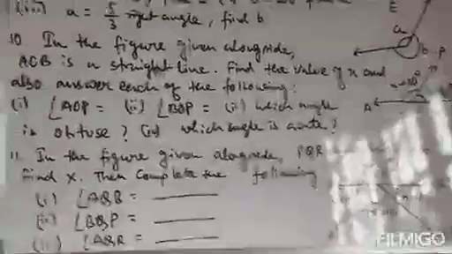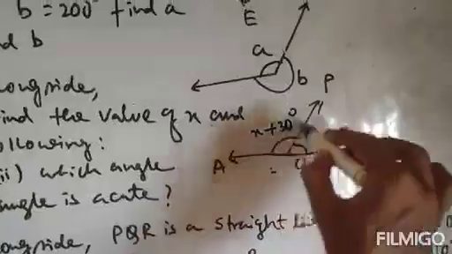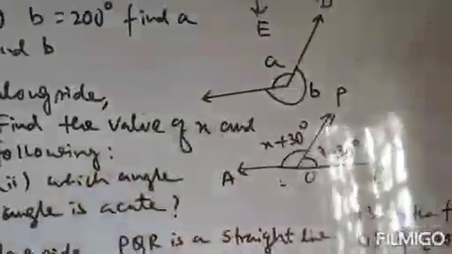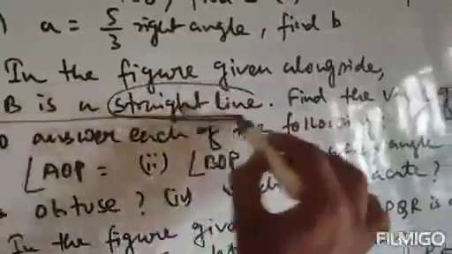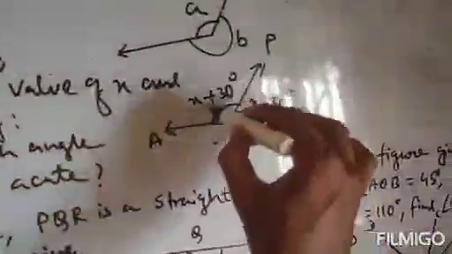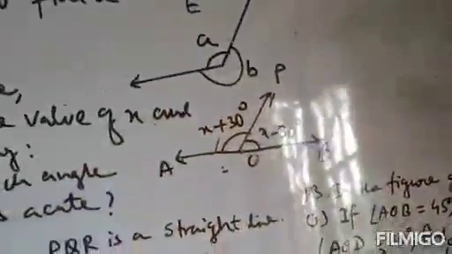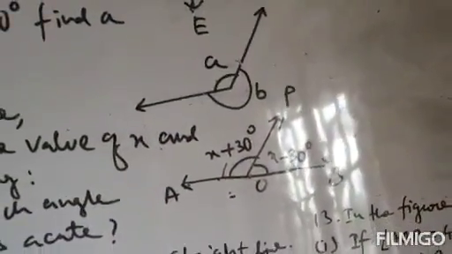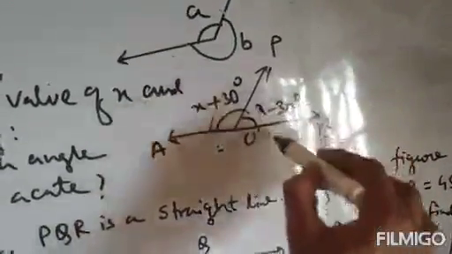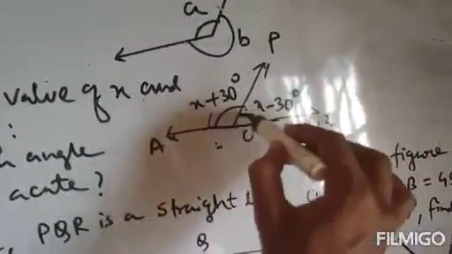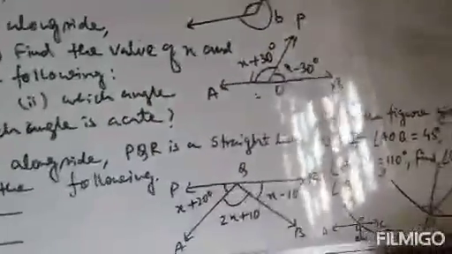Okay, so AOB is given as a straight line. That means this total angle is 180 degrees, because the statement clearly says that AOB is a straight line, and we know a straight line means a straight angle, and this total angle is 180 degrees. So this portion plus this portion is 180 degrees. From there we can get the value of X.